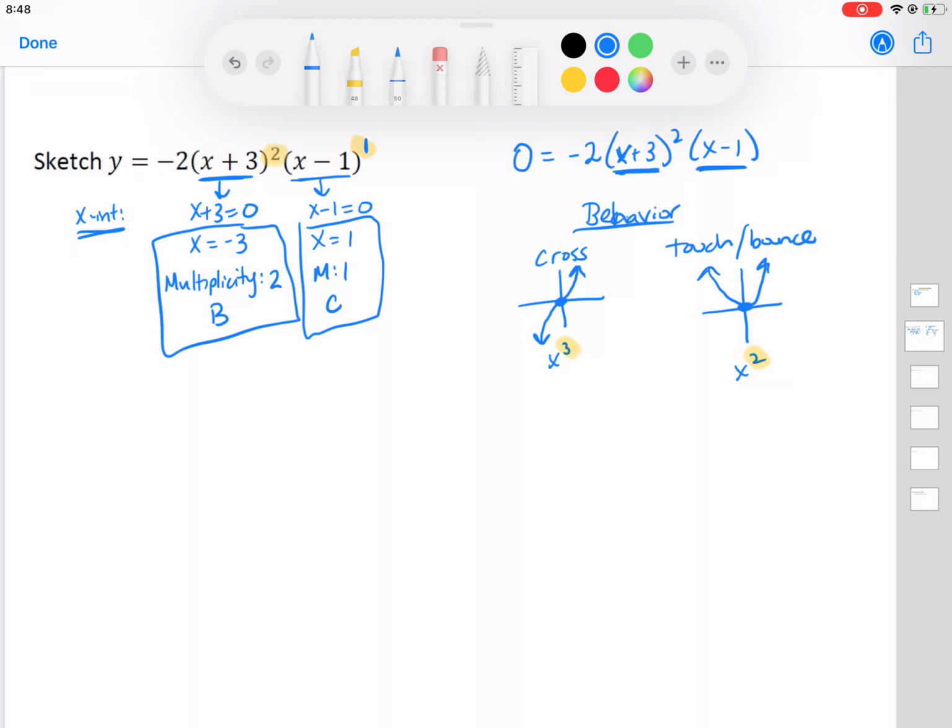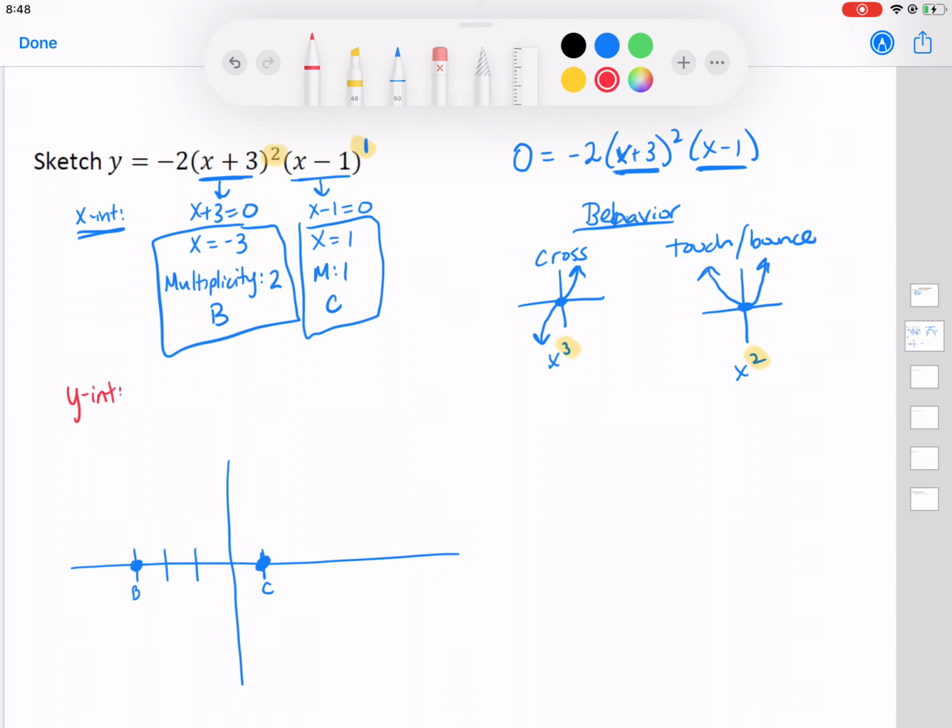So if we eventually make this sketch, which I'm going to go ahead and start, as we find our information, I'll put it on the graph. We've got negative 3 right here. We've got 1 right here. At negative 3, I'm going to make a mark that's going to bounce, while at 1, it's going to cross.